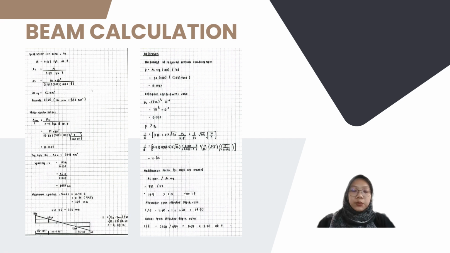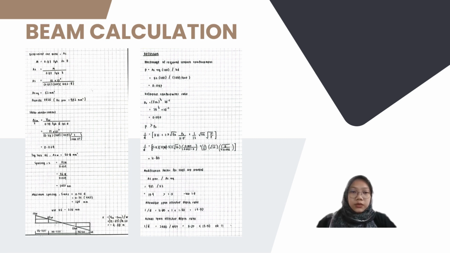So we need to know the AS provided over AS required. Then we got 18.9, which is larger than 1.5. So in the next calculation, we need to use 1.5. So next is the allowable span effective depth ratio, L over D. So we need to multiply 11.80 times 1 times 1.5. Then we got 17.70.